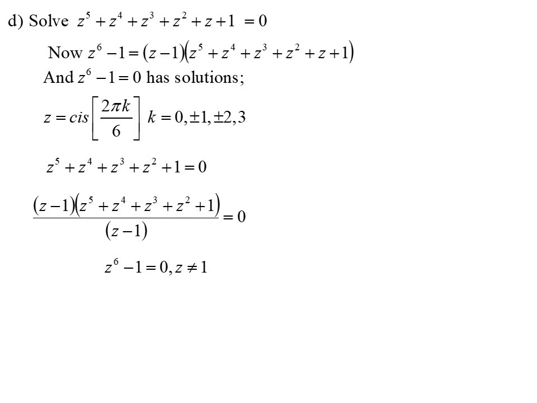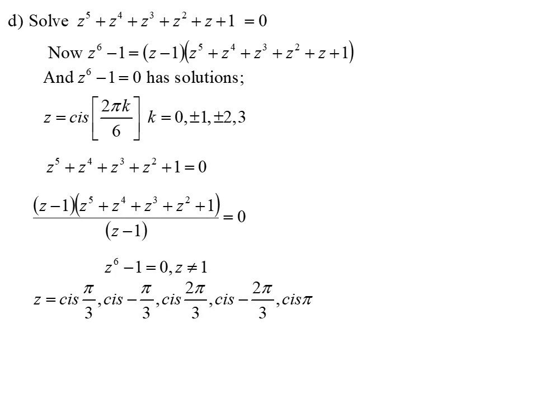But any time you've got a fraction equaling 0, it must be the top of the fraction that equals 0. So that's what I have to solve. Z to the power of 6 minus 1 equals 0, but z is not allowed to be 1. It's not going to be that solution, because if it is that solution, I would have 0 on the bottom of the fraction. No good.